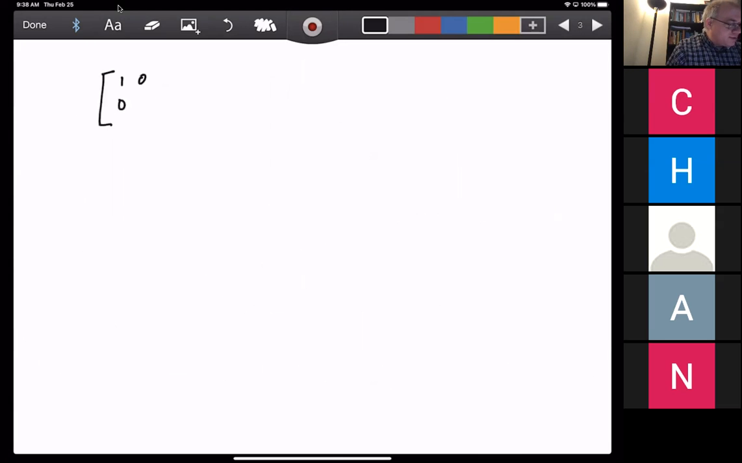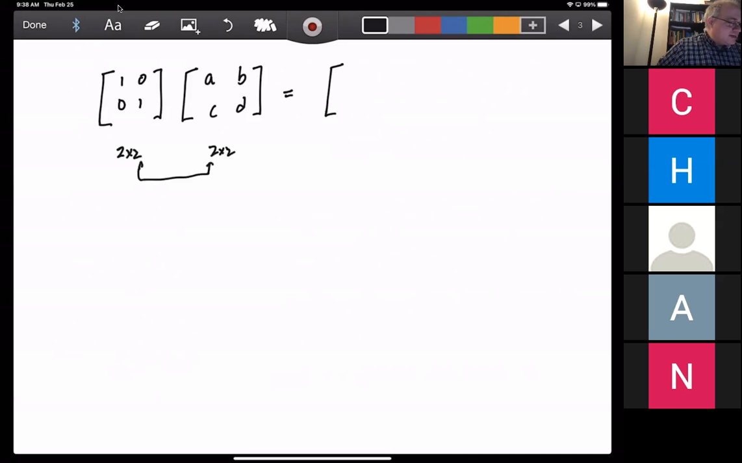Okay, so let's just verify that this does the job we want it to, just by a simple example. Here's a 2 by 2 identity matrix. I'm going to multiply it by some arbitrary 2 by 2 matrix. And what am I going to get out? So this is 2 by 2, 2 by 2. Inner indices match, so we know we can do that product. The outer indices are 2, 2, so we know we get a 2 by 2 matrix as our product. For the 1, 1 entry, we go across.